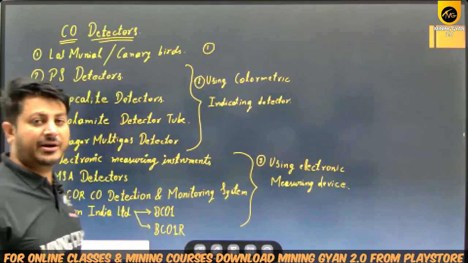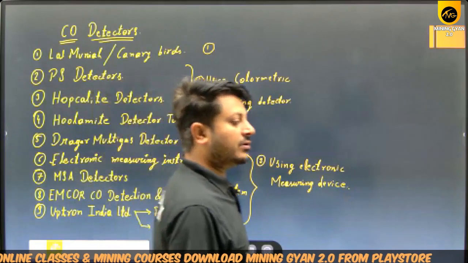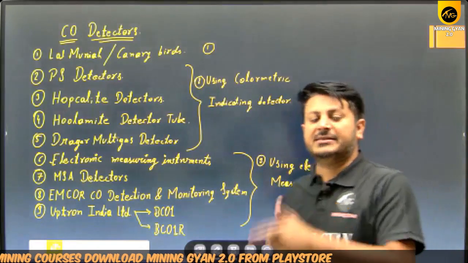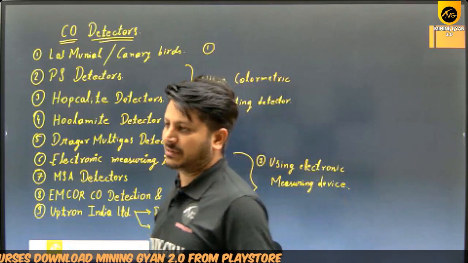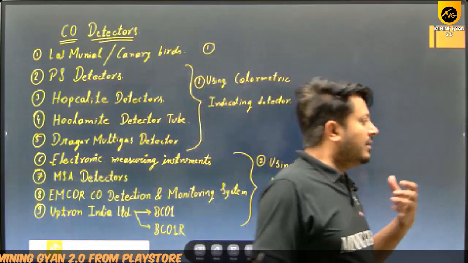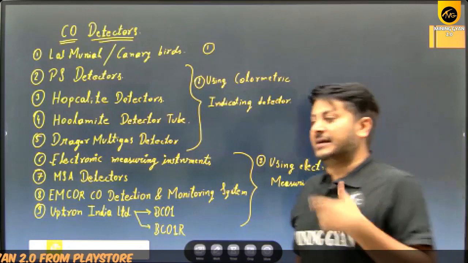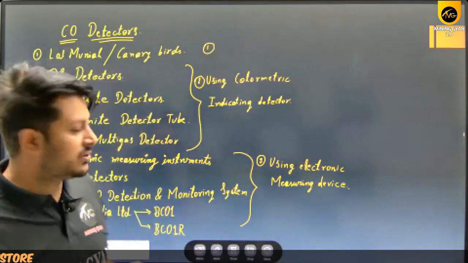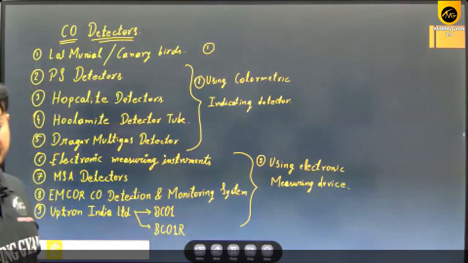The third method is we will use some sort of electronic devices which will show you the exact percentage of the carbon monoxide present in the atmosphere, and it will also show you the percentage of all the other gases which are present in the atmosphere, the mine atmosphere. Okay, so these are the three basic methods.